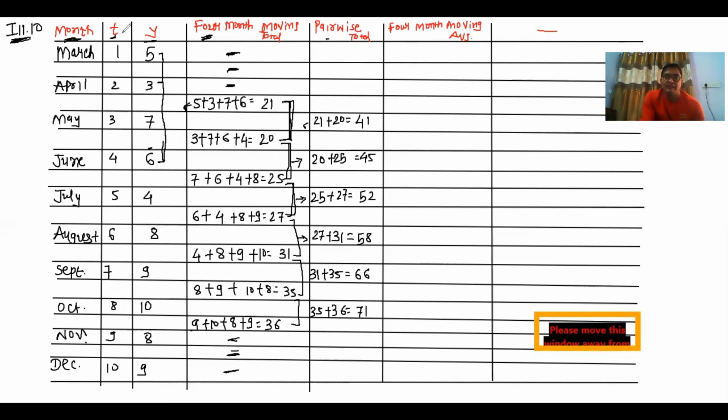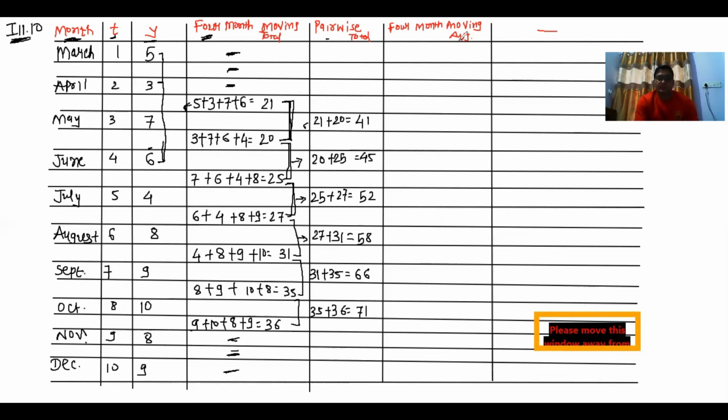Month and Y are given. We have prepared the second column T. We have to write down only the serial number. Then after, in the 4 months moving total column, the first three rows are dash, the last three rows are dash. Then after, the total of these four observations. Okay. Then after, in the pairwise total, we have to do a total of both the pair and write it down in between.